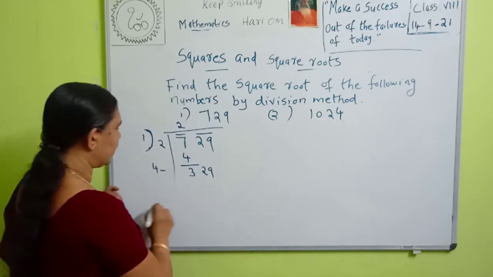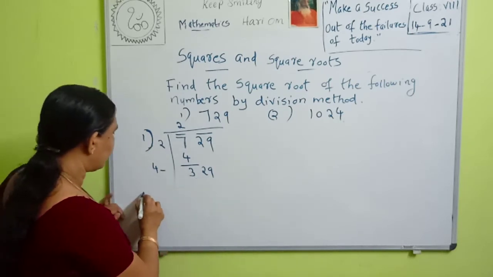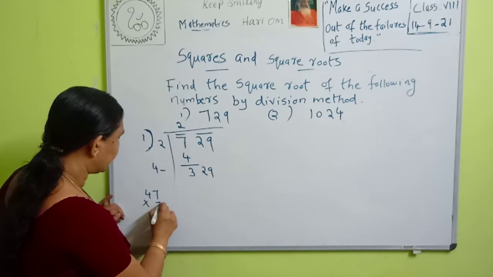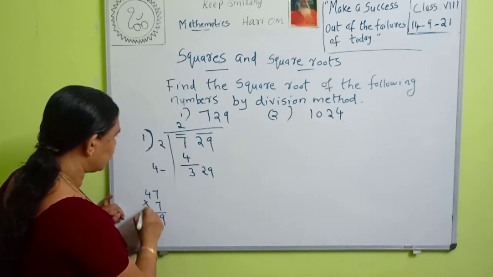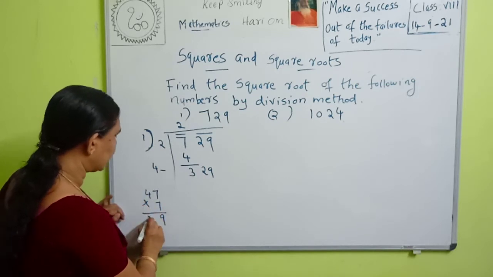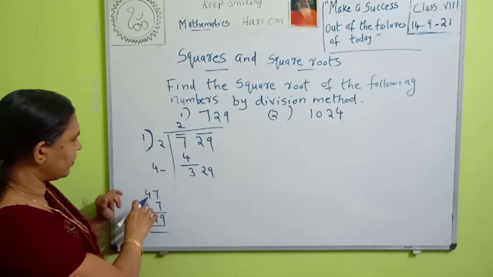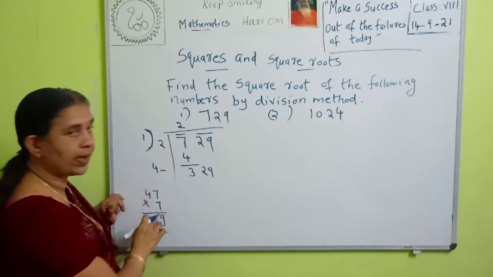Then we can check whether here it is 9. So 7 into 7 we can check. 47 into 7. 7 7s are 49, balance 4. 7 4s are 28 plus 4 is 32. So if we write 7 here, then you multiply by 7 itself.